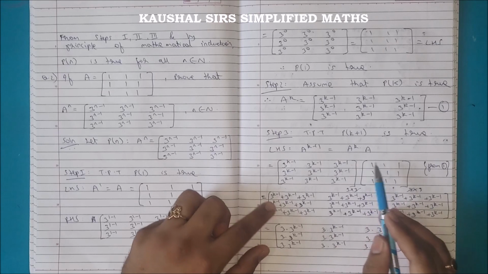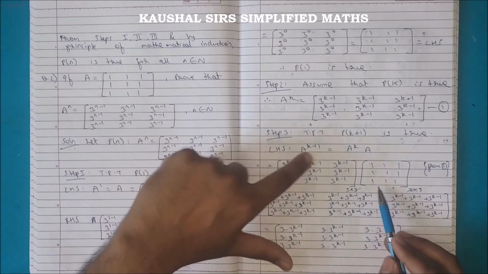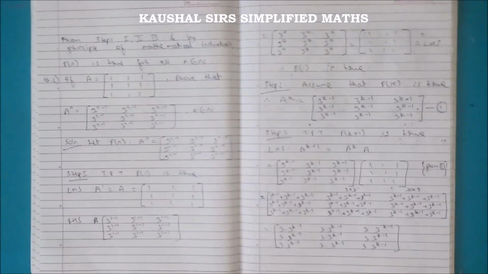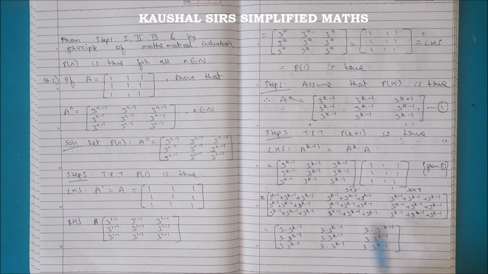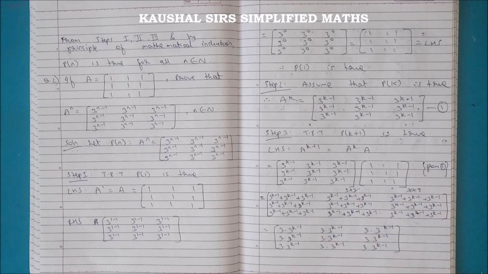First row, first column. So 3 raised to k minus 1 into 1 plus 3 raised to k minus 1 into 1 plus 3 raised to k minus 1. Now students, एक चीज़ ऑब्जर्व करो, हर एक टर्म हमको सेम मिलने वाला है क्योंकि इधर मैट्रिक्स A is what, 1 1 1 1 1 1. Okay, so that is why all the terms are similar.